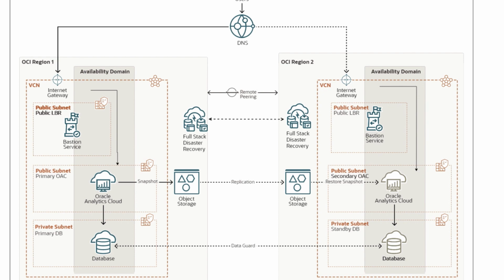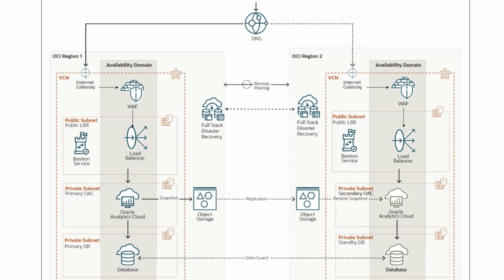Now moving on to the standby region. We have created a similar network in the standby region as in the primary. A remote peering connection is created between the subnet sides of both regions using the dynamic routing gateway. It is very important to note that the OAC service is not yet part of Full Stack DR. You can orchestrate only the steps involved in the DR process in a single-click DR execution.